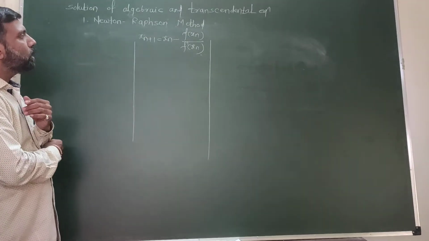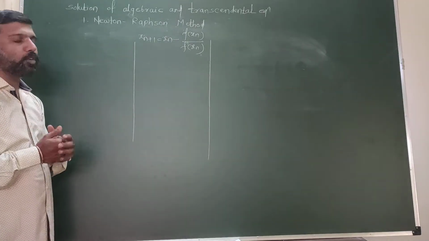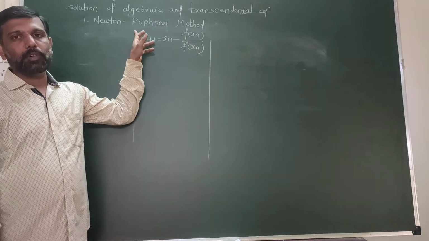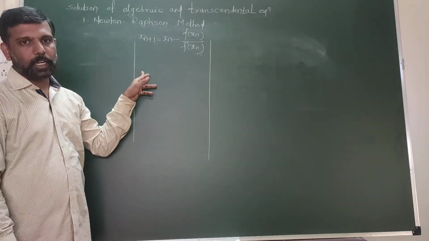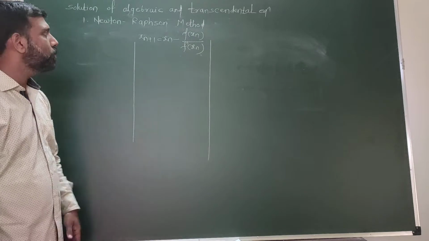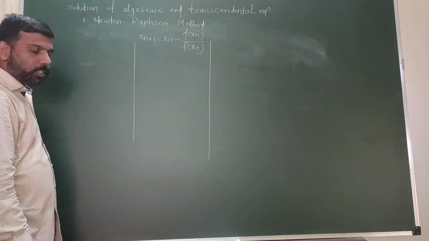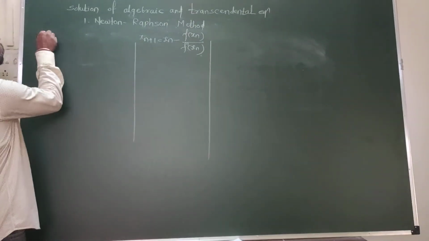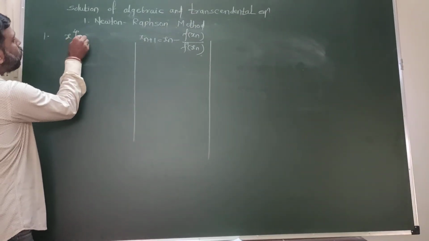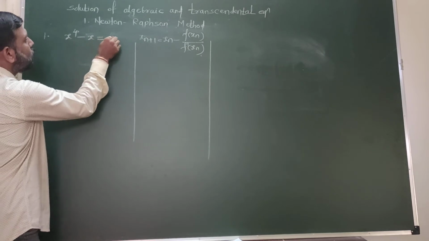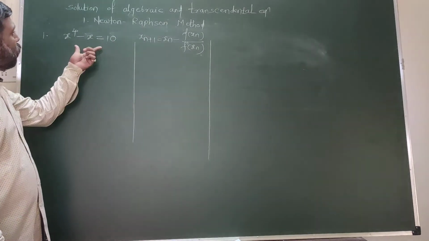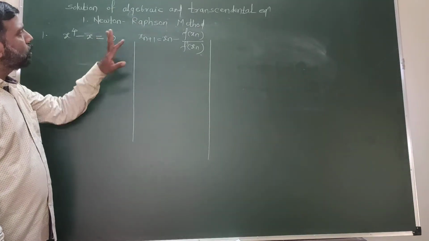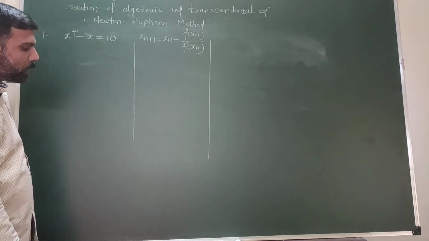Now by using this method, we'll get a number of approximations. If we substitute n equals 0, that is our first approximation x1, then x2, x3 and so on. We'll start with the first problem: find a positive root of x to the power 4 minus x equals 10. Now we'll discuss the root of this polynomial by using this NR method. In short, we call it the NR method.